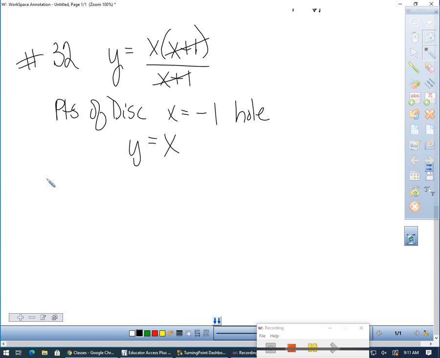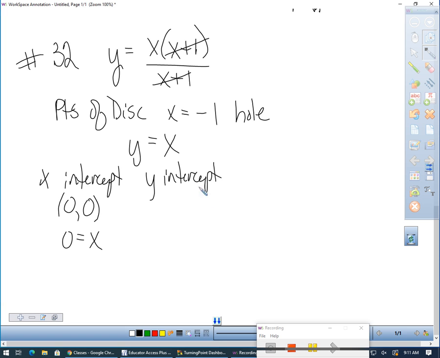So, x and y intercepts. x-intercept means I put 0 in for y. So if I put 0 in for y, I get 0 equals x. So x also is 0. Finding the y-intercept means I put 0 in for x. So I have y equals 0. So it crosses at the origin.